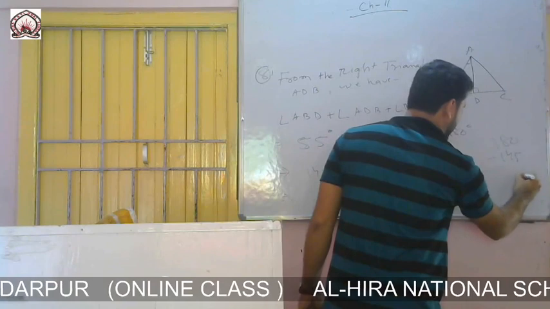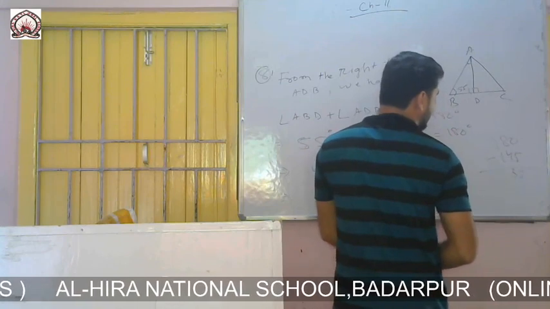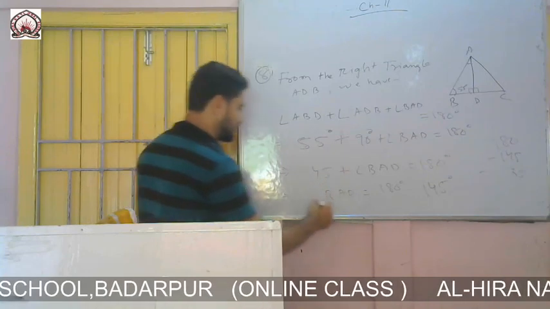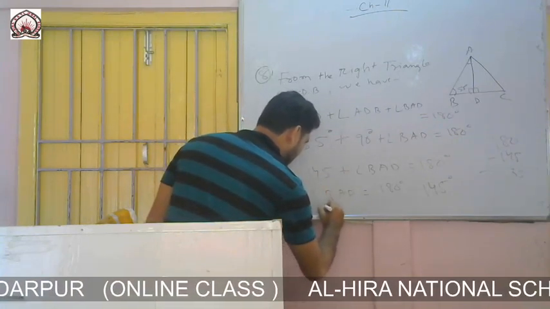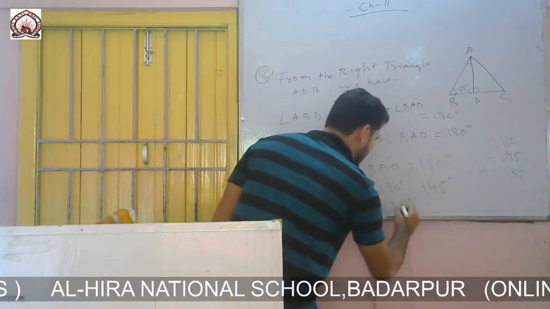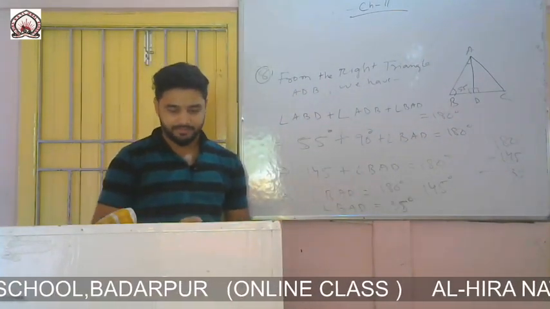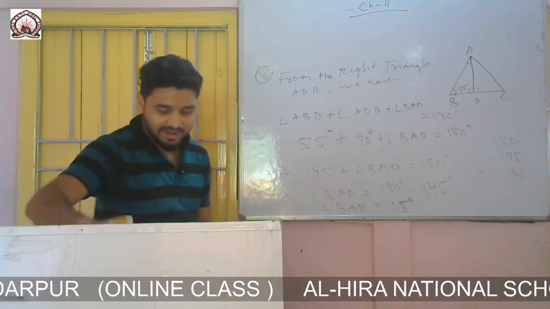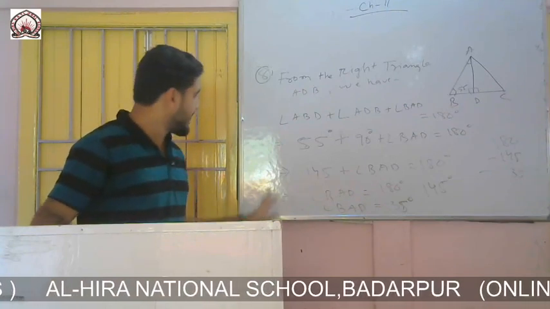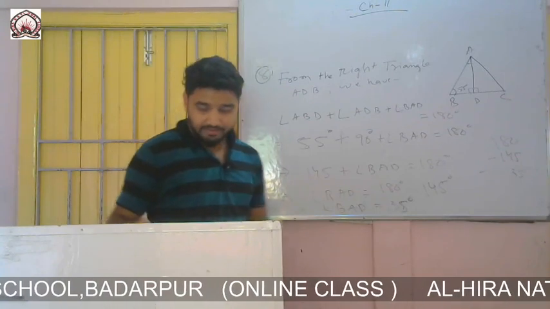So 10 minus 5, 5, and here it is 7, 7 minus 4, 3, and it is 0. So 1 minus 1, 0. So I can write angle BAD equals to what? 35 degree. You can find 35 degree. So this is the measure of angle BAD.